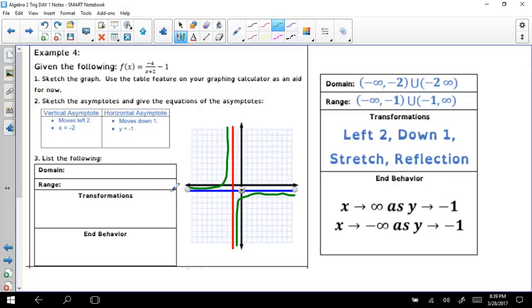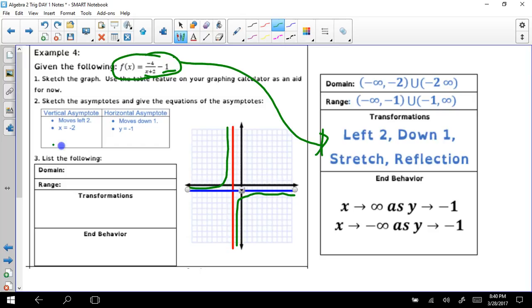Okay, so we're going to look at example 4. Example 4 just gives you a straight up function, and there's a lot of transformations going on. We've got a movement to the left 2, because there's x plus 2 in the denominator. We have a movement of down 1 from this negative 1 on the outside right here. I've got a stretch from the 4, and I also have a reflection. Those are all the transformations.